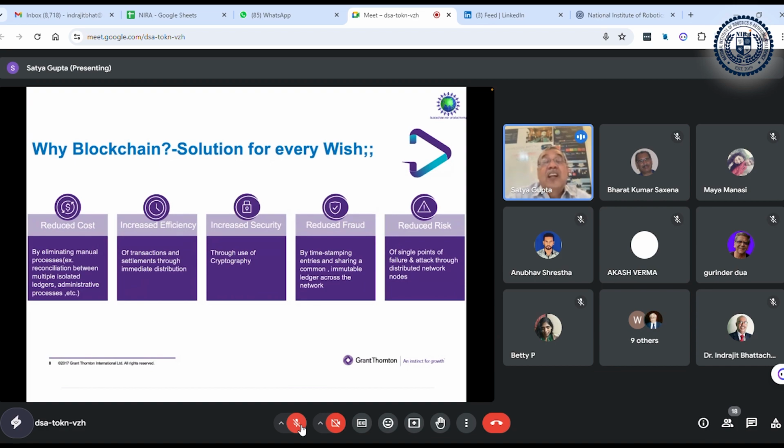Risk is also reduced because there is no single point of failure. So these are some of the salient features. If you want to use at least one of them, then also blockchain is justified. Suppose you want to reduce your cost, why would you not like to reduce your cost? So even for that, blockchain is justified. That is what I am talking about, the promise of blockchain. Why is everyone talking about blockchain? Because it has so many advantages. Some advantage you will always like to grab.